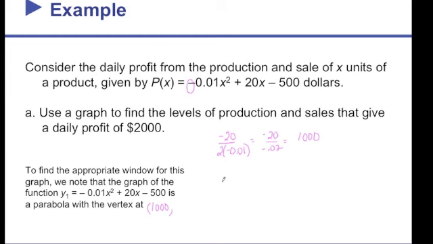We find that by substituting our 1,000 into the equation, negative 0.01 times 1,000 squared plus 20 times 1,000 minus 500. Well, if we go ahead and grab our calculator, we find out that equals 9,500. So that's our vertex, and we'll use that for our graph.